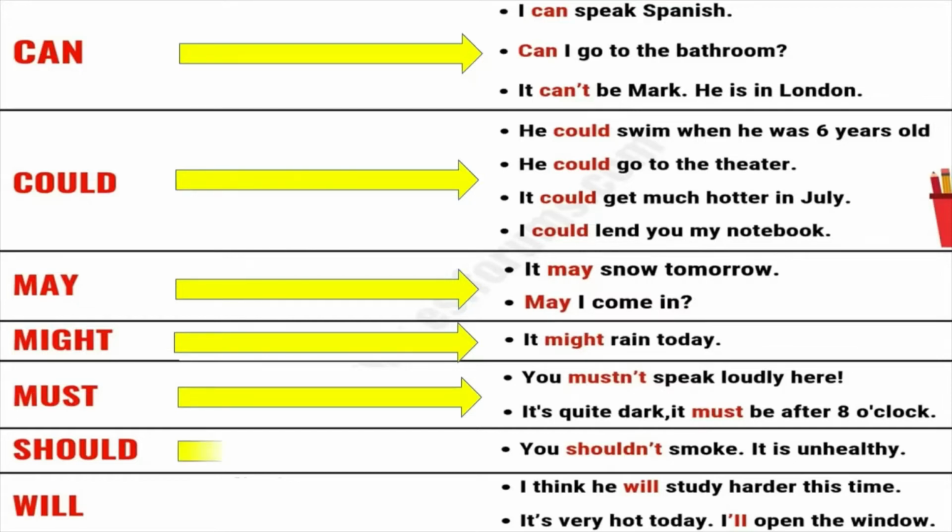Should. Should is again an obligation. Here it is used in the negative: you shouldn't smoke. It is unhealthy. It is used when you want to advise someone. Should you smoke? No, you shouldn't. Why? Because it is unhealthy. You'll fall sick. Now what about will? See the sentences. I think he will study harder this time. It is very hot today. I will open the window. So it is a decision that you're making.